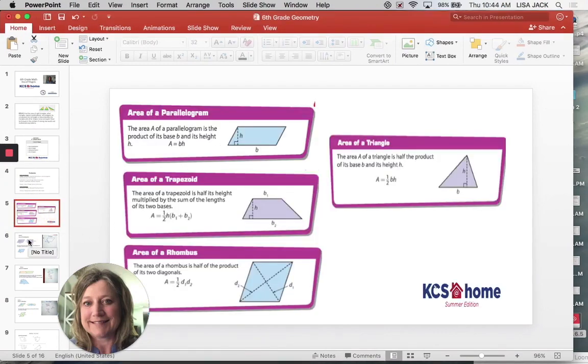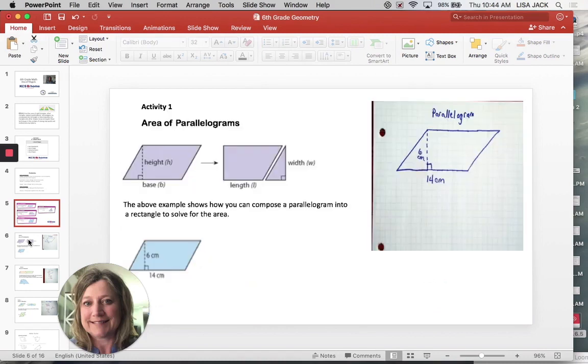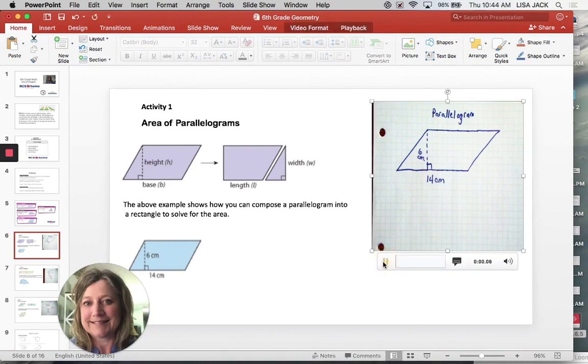On this slide, you're going to see that we have the area formulas listed for each of the quadrilaterals or the polygons that we're going to be using. These are all the formulas for you, but we're going to go into that a little bit further in the next few videos. So, video 1 we're going to talk about is activity 1, area of parallelograms. So let's go ahead and watch the instructional video.